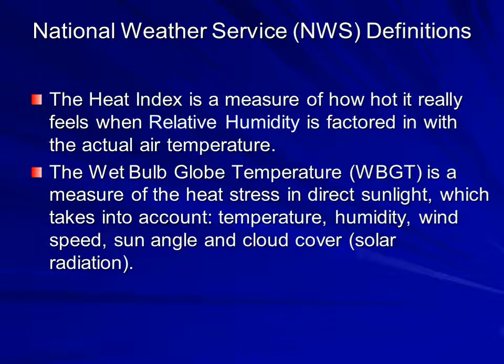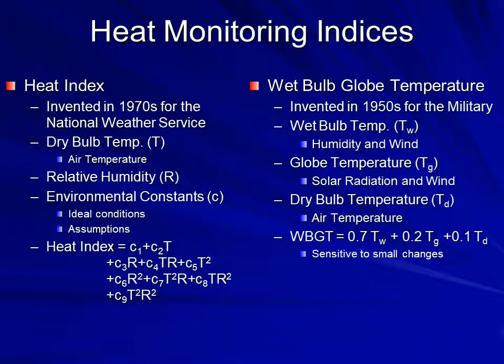The National Weather Service defines heat index as a measure of how hot it feels when relative humidity is factored in with the actual air temperature. The wet bulb globe temperature is a measure of heat stress in direct sunlight which takes into account temperature, humidity, wind speed, sun angle, and cloud cover. Let's look at the two indices in detail.